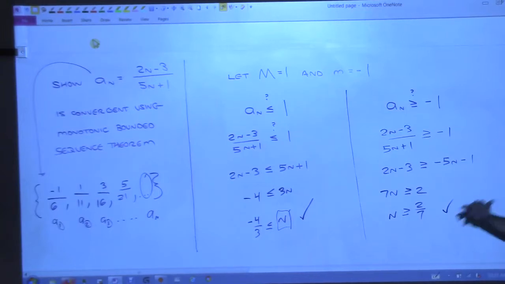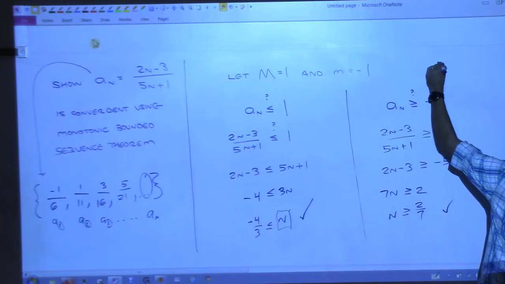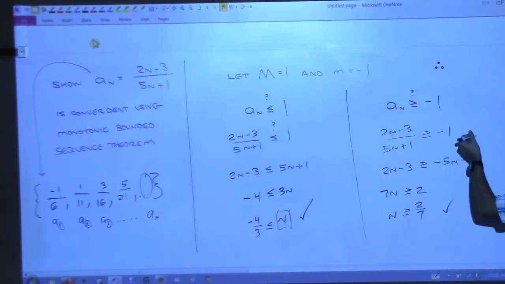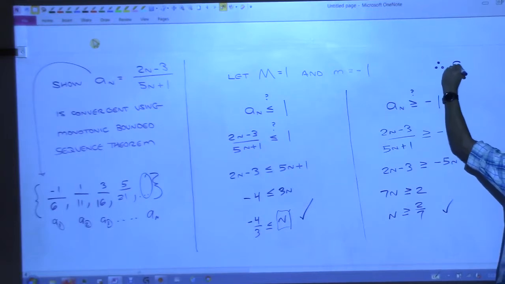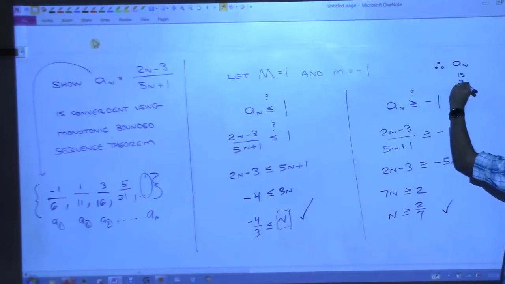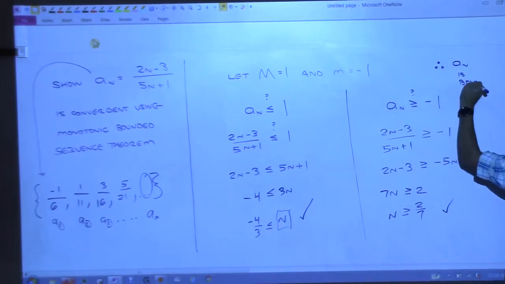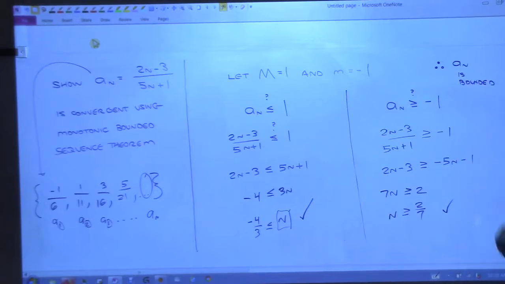So what we have shown now is that our sequence is bounded. Agreed? Yes. Was that so bad? No. Okay. So now, therefore, right? After this, therefore, sorry, 3 dots means therefore. Therefore, a sub n is bounded. Okay, move on to number 2.